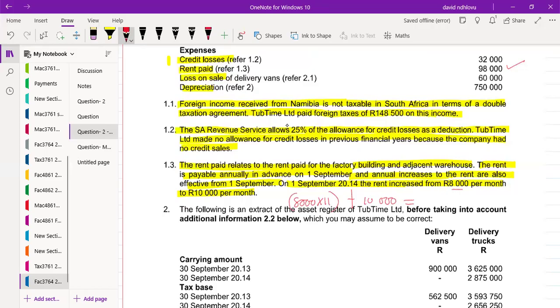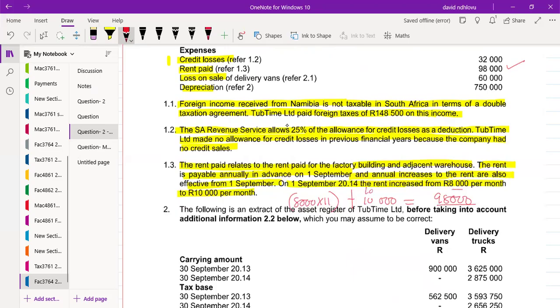I want to verify my figures. So our expenditure for the current year should be 98,000, right? Which means, therefore, remember 1 month is in the current year. Our year is ending in what? September. But on 1 September, we paid our rent for the full year. It's paid annually at the beginning of September, which means 1 month falls into the current year and 11 months fall into the next year.